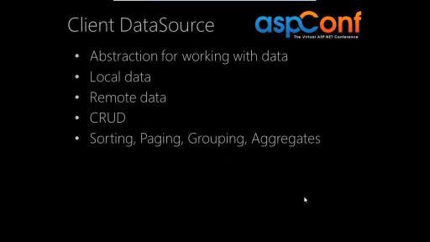So let's talk about the client-side data source. Client-side data source is an abstraction for working with client-side data that simplifies data binding and other data operations. It supports a local data source, such as arrays of JavaScript objects, as well as remote data, including XML and JSON. There's full support for CRUD operations, and there's client and server-side support for sorting, paging, grouping, and aggregates. So think of this as an easier way, kind of an abstraction, to deal with all the different types of data that you're getting back from your server side and how to deal with that on the client side.